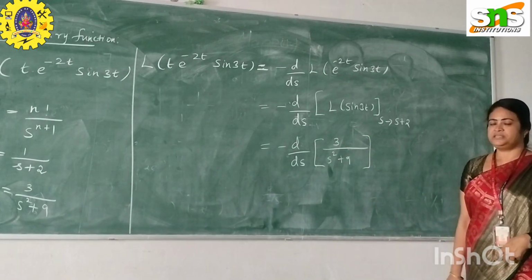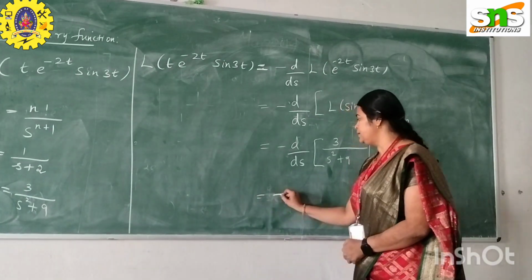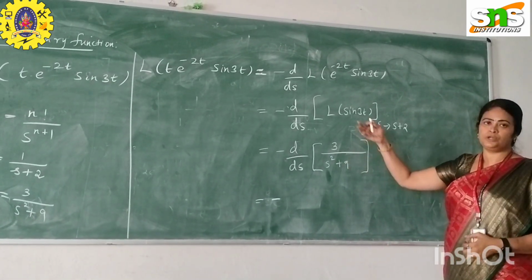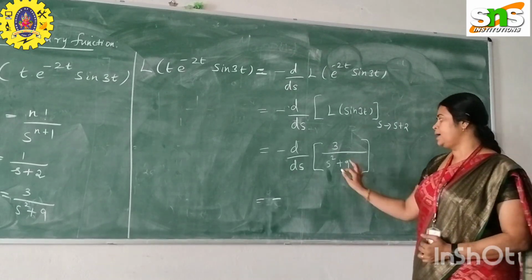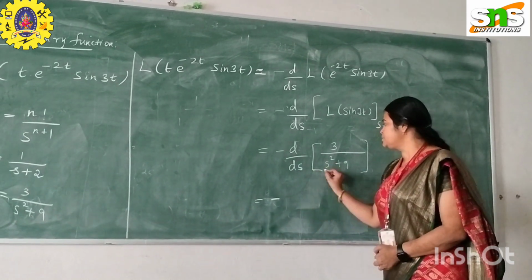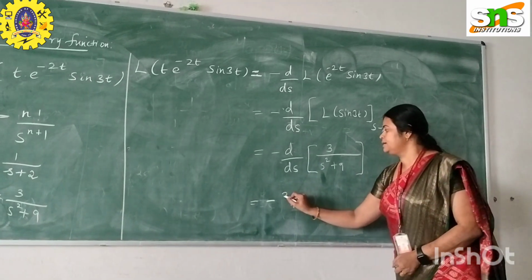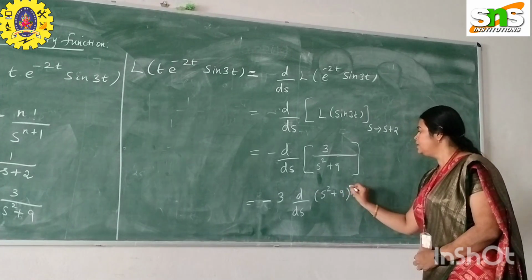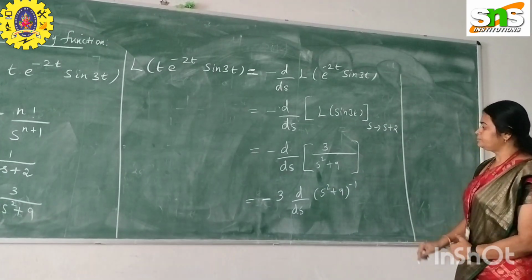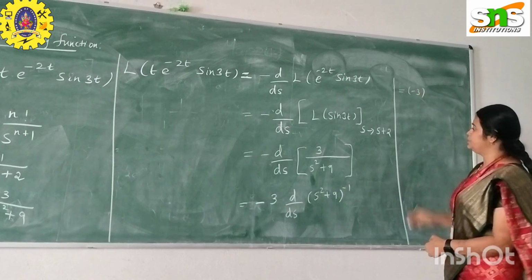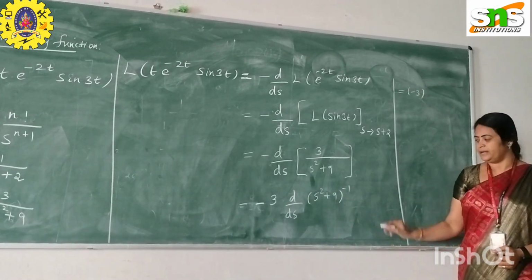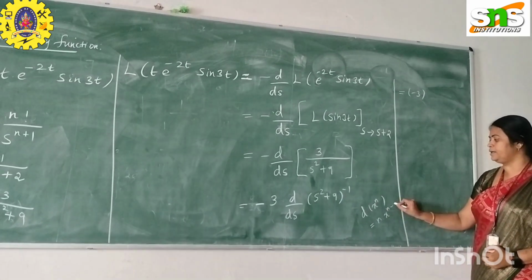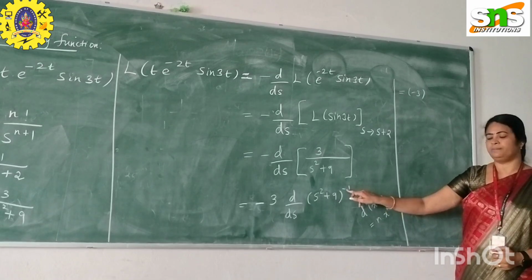Let me differentiate this. When you differentiate this, what do you get? Minus of, you can either use the u by v rule, or simply you can bring this to the numerator and solve the problem. I am doing the second one. When this comes to the numerator, let us take this d outside. So d by ds of s square plus 9 the whole inverse. Which is equal to minus 3 into, what is the differentiation of x power n? The differential of x power n is nothing but n into x power n minus 1. In the place of n we are having minus 1.